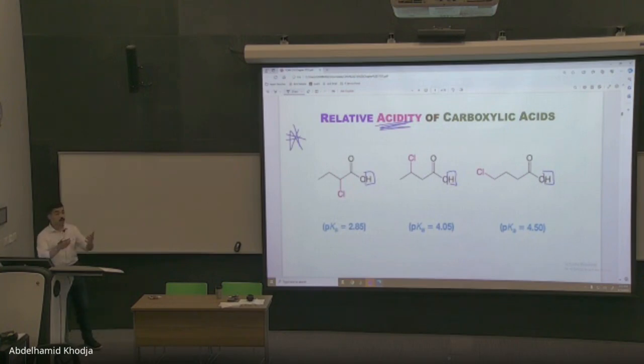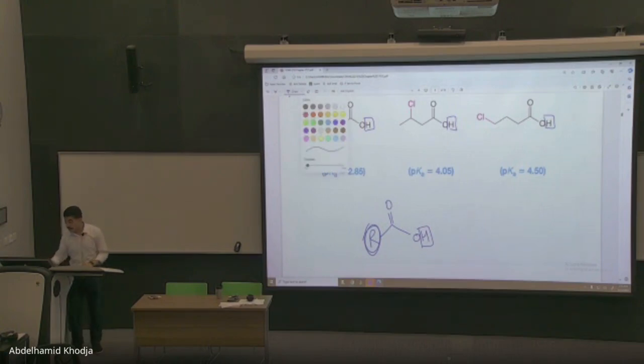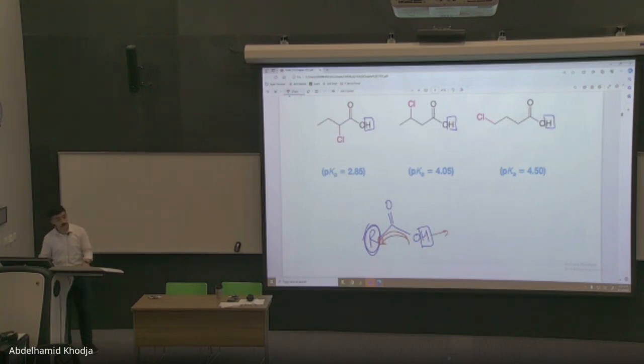How am I going to know this? By looking at the R group. Because remember, carboxylic acid looks like this, right? So the nature of this R group over here is going to influence how acidic this hydrogen is. For example, if you have a group that pulls electrons away very strongly, you make this hydrogen more acidic, right? Because if you're pulling electrons away, that hydrogen is just about ready to leave. That's the definition of an acid, remember, people.